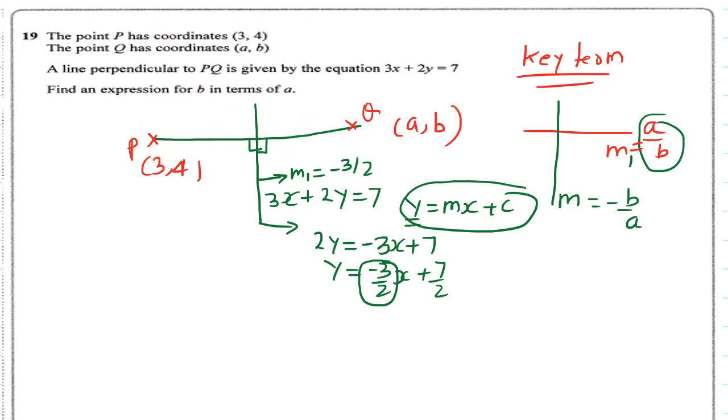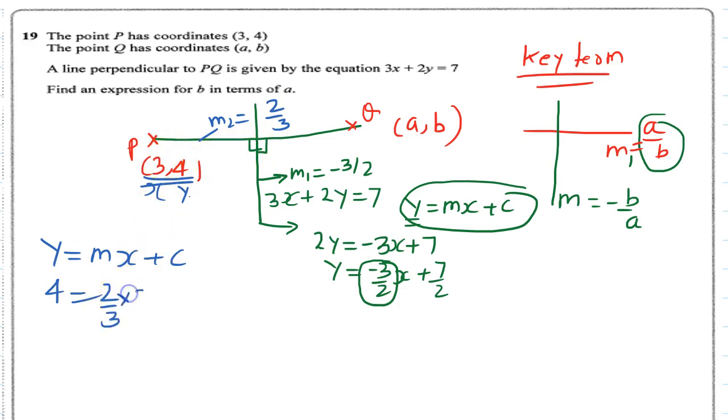So this line is perpendicular, so its gradient will be the negative reciprocal of this. Suppose this is m2. So the negative reciprocal will be 2 over 3, and minus will turn into positive. Now write down the equation of this one. Let's take 3 and 4, so y is 4, this is y and this is x. For this line, m is 2 over 3, x is 3, and c. 3 and 3 cancel, 4 take away 2 is 2. So c we got 2.